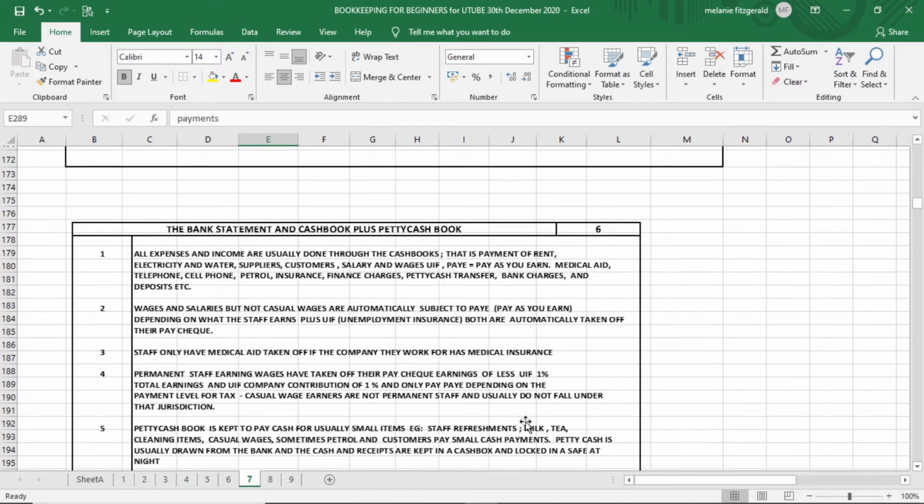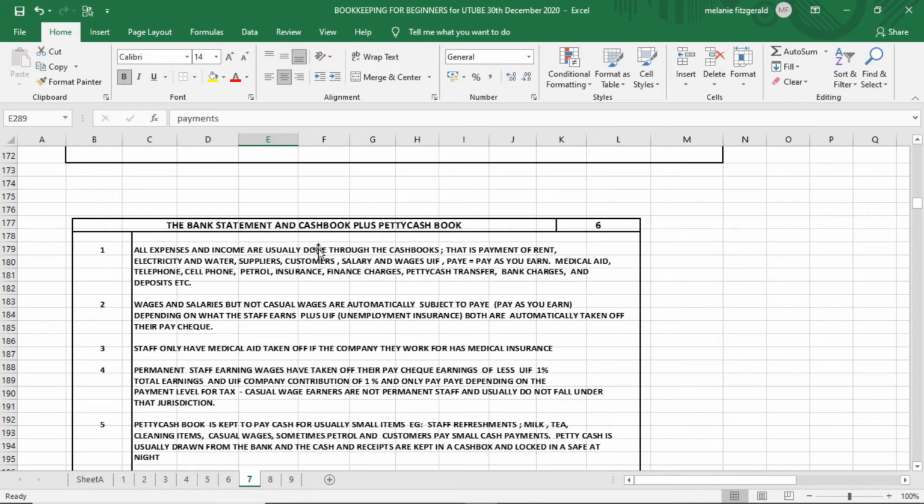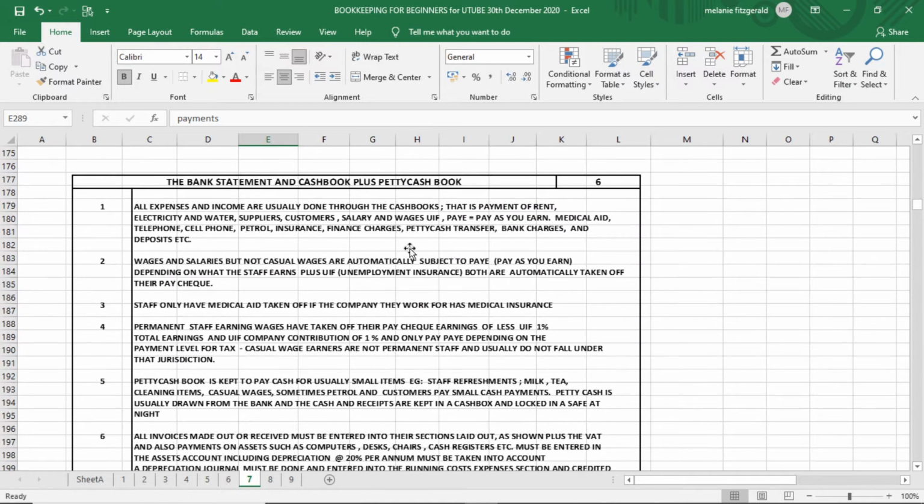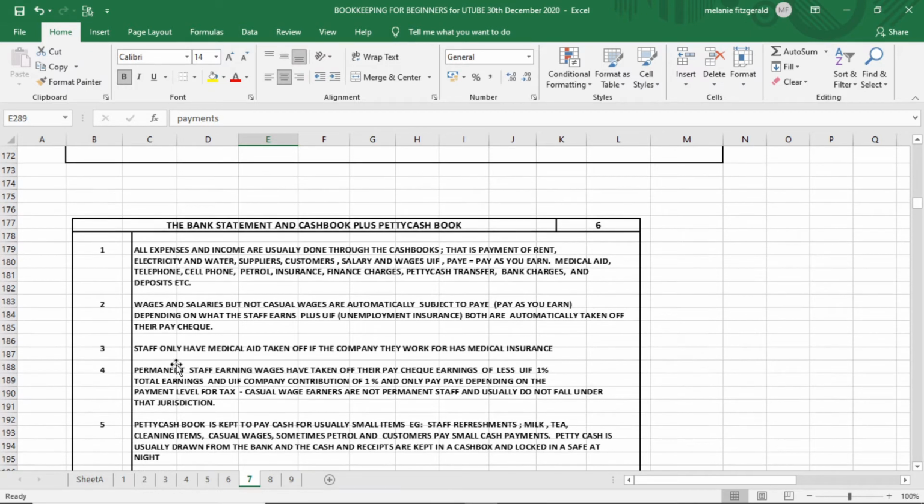All right, so bank statement and cash book plus petty cash book. These are just reminders, just entries here. I'm going to read them all to you now. All expenses and income are usually done through the cash book. That is the payment of the rent. So that's just telling you supplies, electricity and water, insurance are all usually done through the cash book.